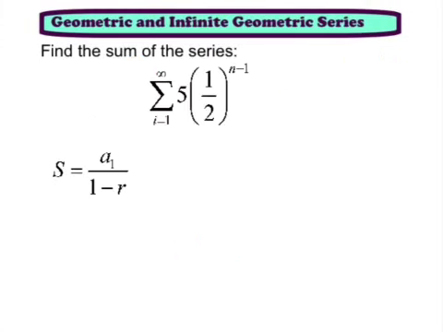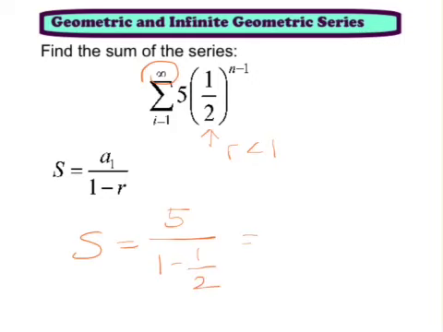This one's also an infinite series because it has infinity at the top, and I need to make sure that this number right here is less than 1. Okay, it has to be less than 1. And since that's the case, all I have to do is plug in the first term, well that's 5, all over 1 minus r, which is 1/2. And when I do that, I'm going to find that my answer is 10. So if I were to write out all the terms starting with 5 as my first term all the way to infinity, they would all add up to 10.